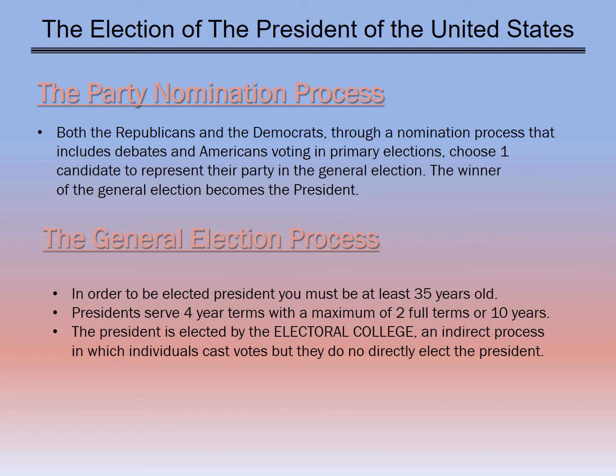And then in the general election, of course, there are qualifications and stipulations. In order to be elected president, you have to be at least 35. Presidents serve 4-year terms with a maximum of 2 full terms or 10 years total. If you're a vice president and take over in the last couple of years of the previous president's term, then you could actually serve 2 more full terms after that for a total of 10 years. And the president is elected by the Electoral College, which is an indirect process in which individuals cast votes, but they do not directly elect the president. We'll talk about that in just a second. But the Electoral College is who elects the president ultimately, but you've got to be at least 35, and you can serve a maximum of 2 full terms or 10 years total.